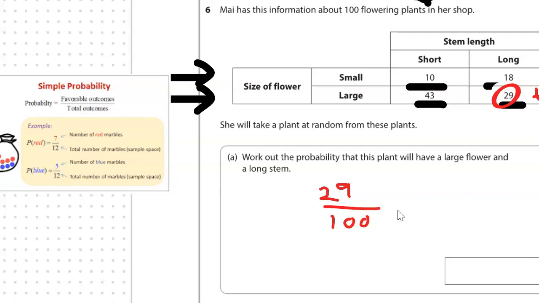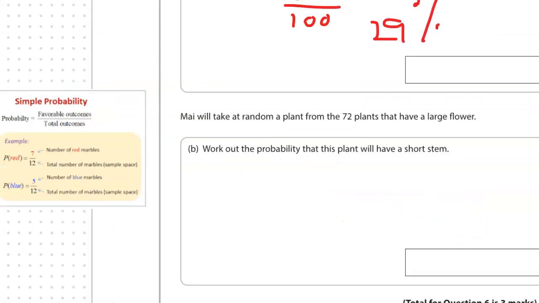To develop this further, probability can be expressed as a fraction, as in the example there, also as a decimal, and also as a percentage. So it's important to get used to each of those. As a decimal, divide top by bottom, it will be 0.29, and as a percentage, we times the decimal by 100, so that would be 29%. Again, you could express it in any of those ways.